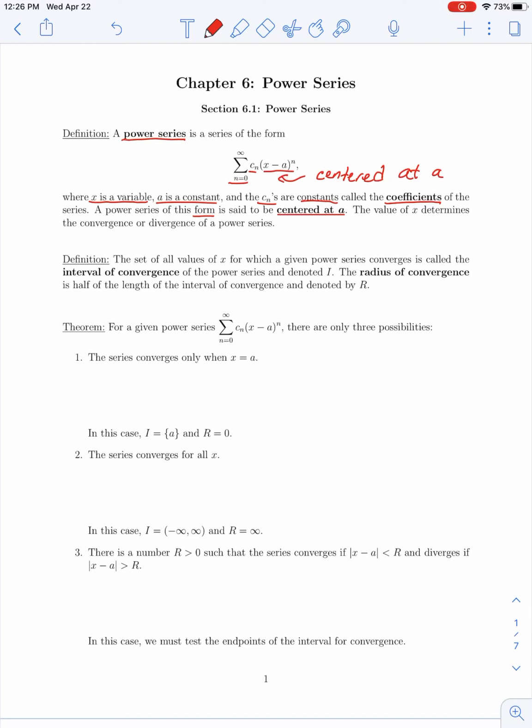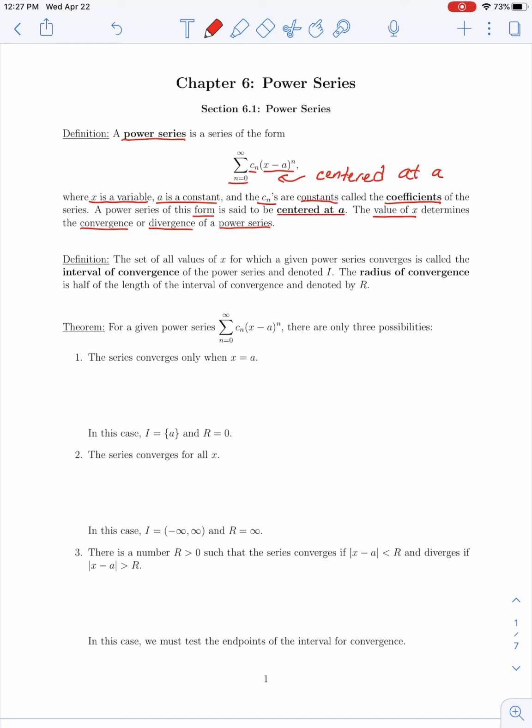Now, these power series are series that depend on a variable x. So the values of x are going to determine whether this series converges or diverges. So for a power series, what we're going to be interested in doing throughout a big part of this chapter is determining the set of all x values such that this series will converge.